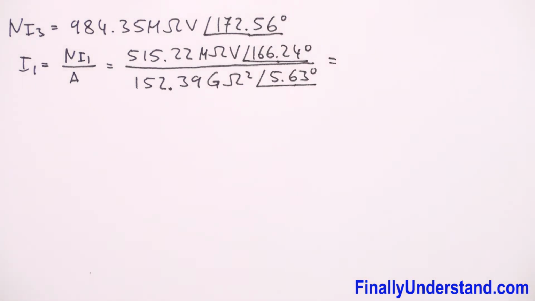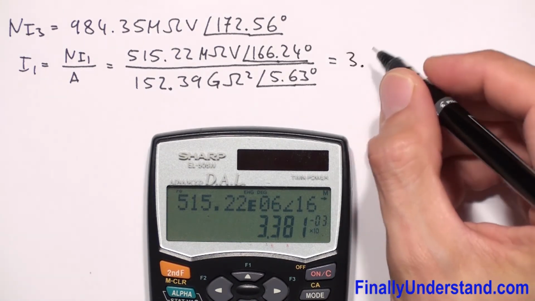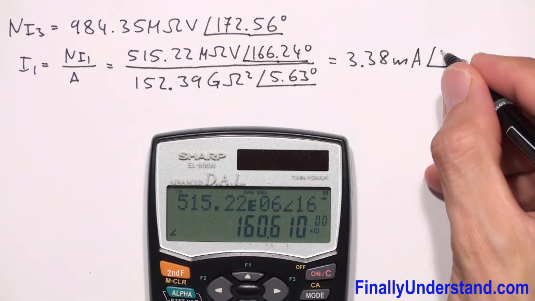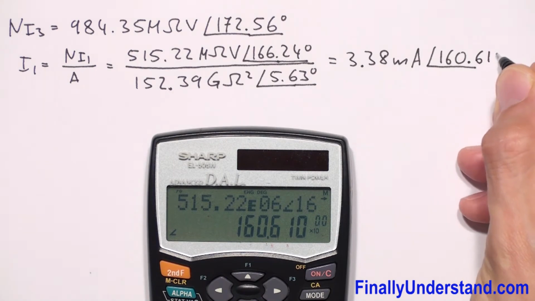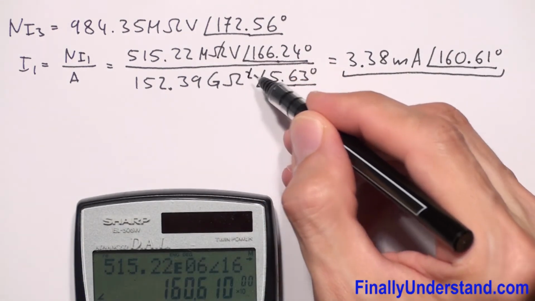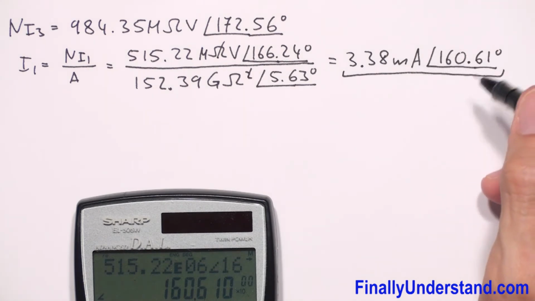So now let me use the calculator. Okay, so we have 515.22 exponent 6 and angle of 166.24 divided by 152.39 exponent 9 and angle of 5.63. This is equal to 3.38 milliamps and angle of 160.61 degrees. Okay, so keep in mind that ohm and ohm will cancel out, so I'm going to end up just with 1 ohm in the denominator, so volts divided by ohm is amp. Okay, so everything is correct so far.